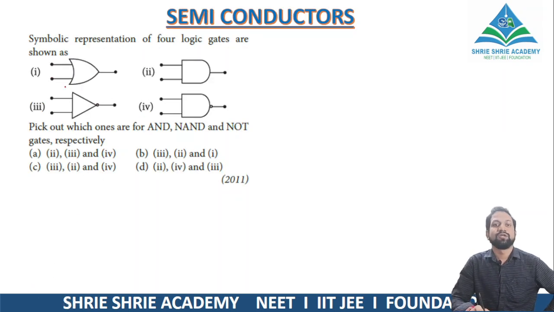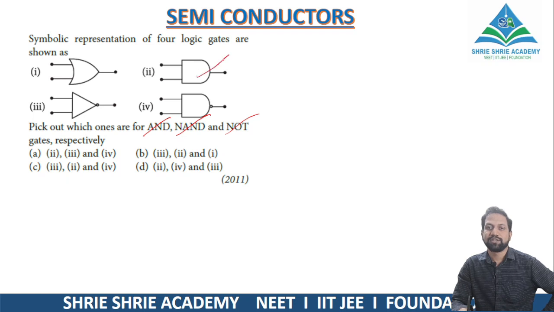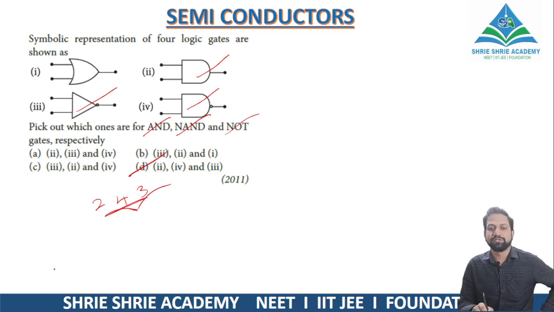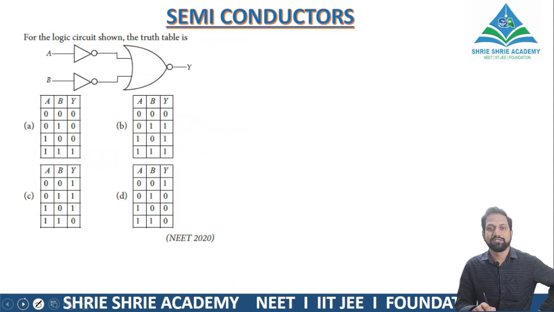Next, they have given 4 diagrams, and out of the 4 they are asking us to pick out the AND gate, NAND gate, NOT gate. This is the AND gate, NAND gate, NOR gate. So 2, 4, 3 is the correct answer, option D. It is very simple and straightforward, right?